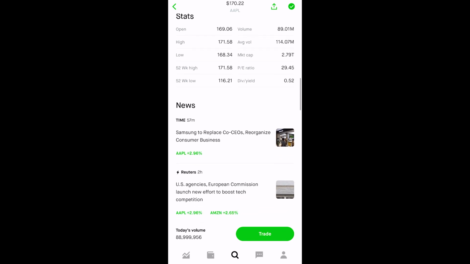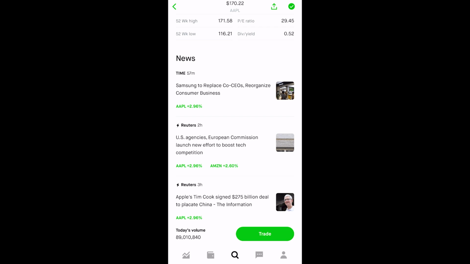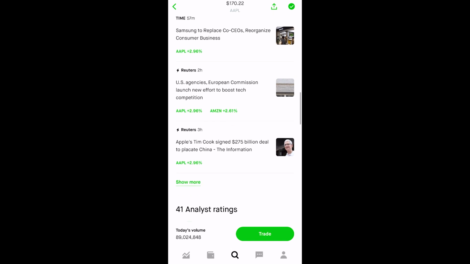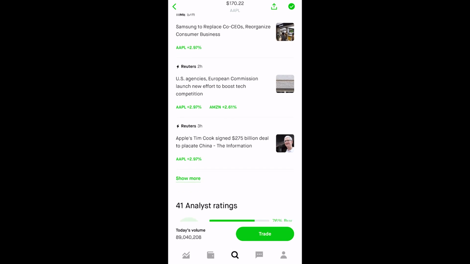Now, if you scroll down here, we're going to get to the news, and this is always going to change every single day. So 57 minutes ago, Time Magazine has an article that you can read referring to Apple. Reuters 2 hours ago, and then another one 3 hours ago. And so you can read these articles and get up to date on whatever you're interested in the company.